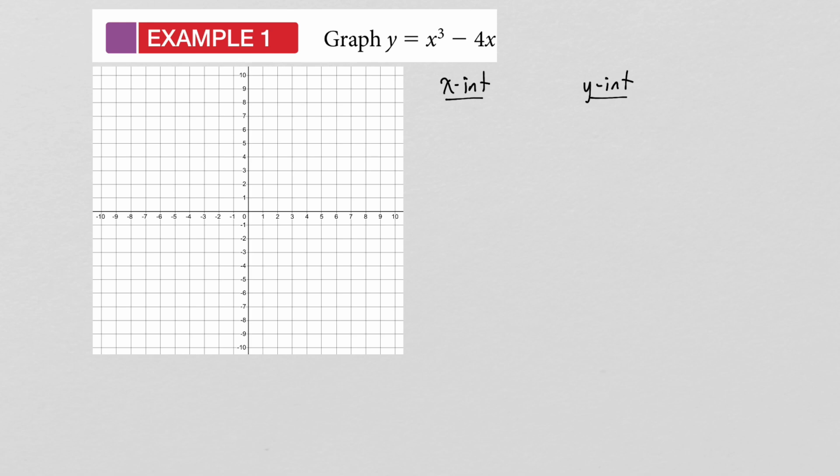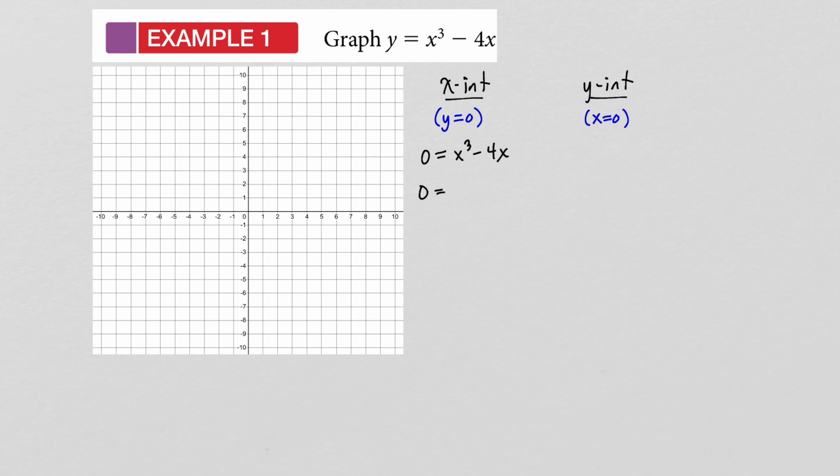Now remember, when a function crosses the x-axis, y is always equal to 0 at that point. So the way we find an x-intercept is we let y equal 0. And likewise, the way we find a y-intercept is we let x equal 0. So let's go ahead and find the x-intercepts first. If I let y equal 0, we get 0 equals x cubed minus 4x.